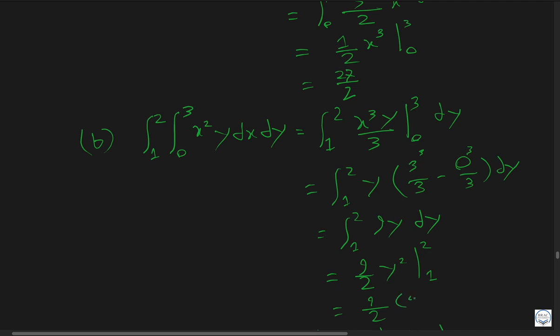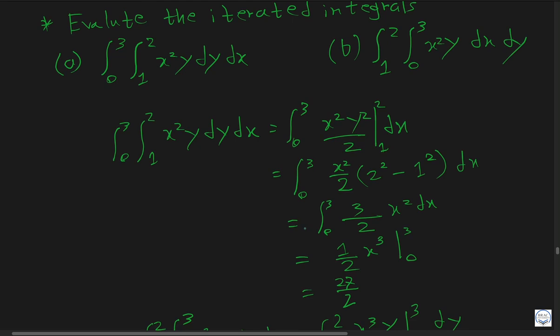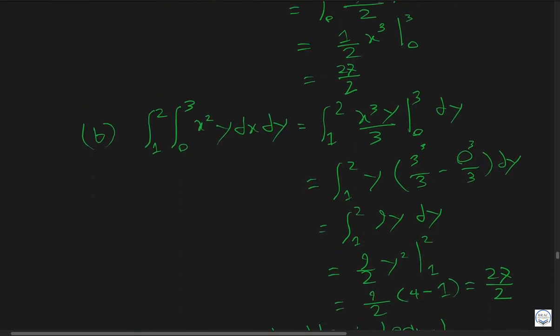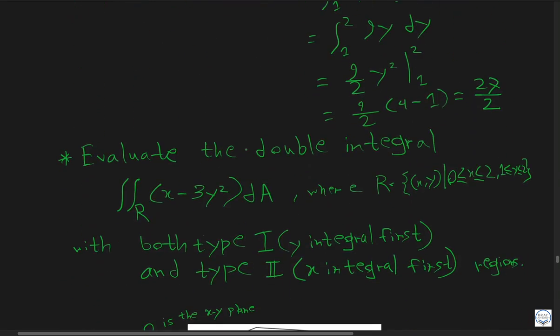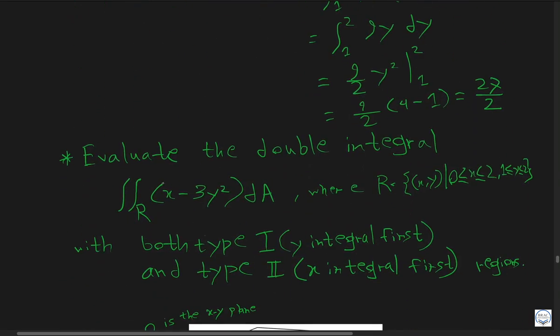I will take the limits from 1 to 2. 2 squared is 4, and we subtracted it, 1 squared is 1. So it's 9 by 2 times 4. Sorry, this is 3. So 3 into 9 is 27, and we have on the denominator 2. So it's 27 by 2. Either way, we get the same result. Let's do another problem.